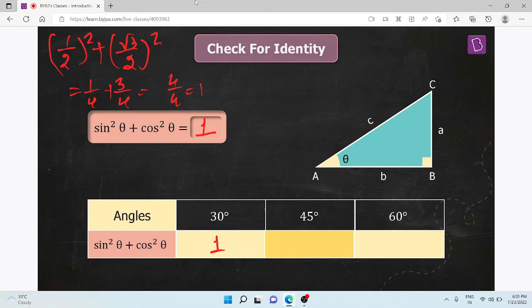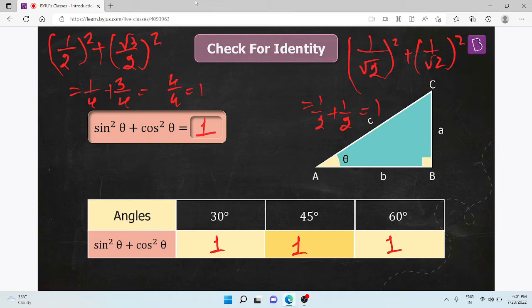और हम कहें कि थीटा के लिए 45 है, sin 45 होता है 1 by root 2. cos 45 भी होता है 1 by root 2. 1 by 2 plus 1 by 2, 1 only. 60 के लिए already same thing, it will also be 1. Means this value will always be 1.